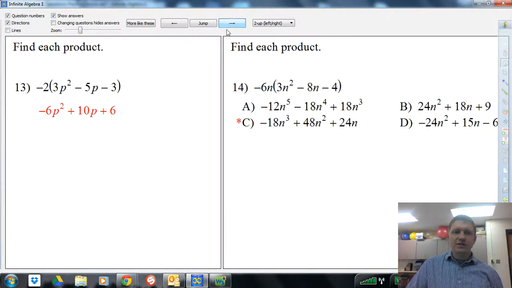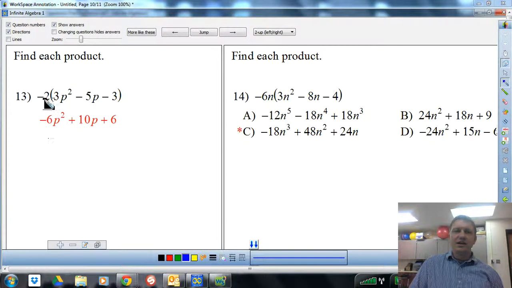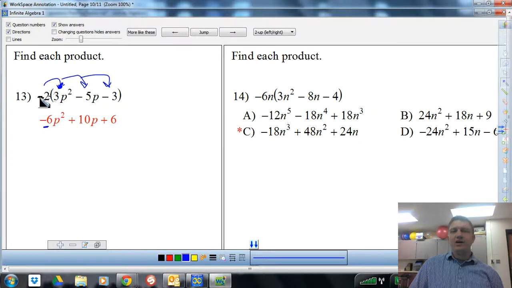Okay, next. Let's do the next two, 13 and 14, okay? Number 13 here, you're going to take negative 2. This one's not too bad. Most of us got this on the actual test also. Multiply. Okay, all that does is it changes the signs, and you can see how it turns into negative 6. And negative 2 times negative 5 turns into positive 10. Negative 2 times negative 3 turns into positive 6. Okay, so there's our final answer.